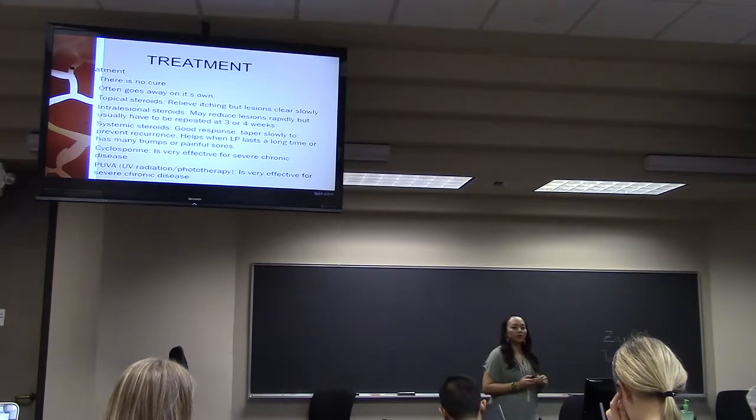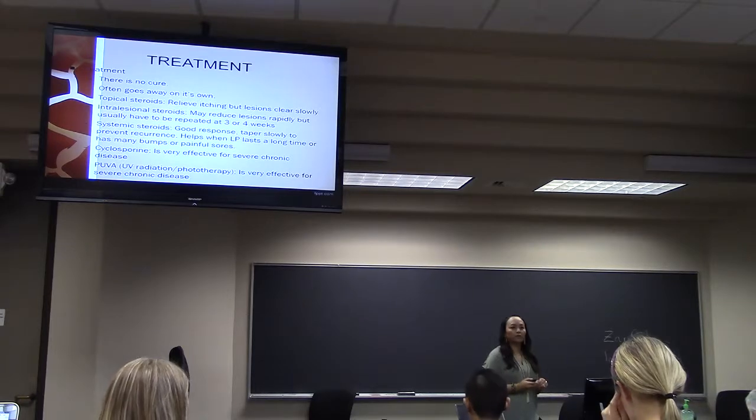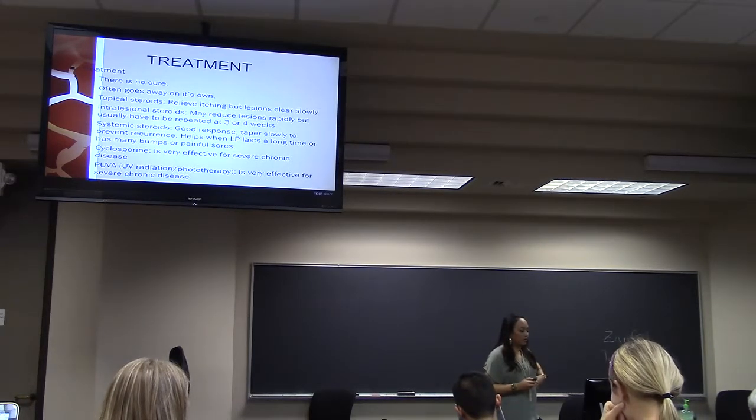Treatment: there's no cure for lichen planus. Like we talked about earlier, it often goes away on its own. You can put a topical steroid on there to relieve itching. If it's in the mouth, you want to give them a steroid to calm down the inflammation. You can give them systemic steroids, especially if the rash or lesions are lasting longer and don't spontaneously resolve, or if they have a lot of sores.